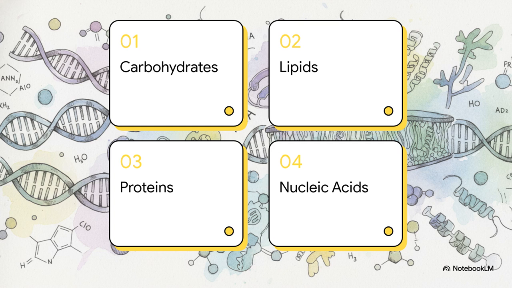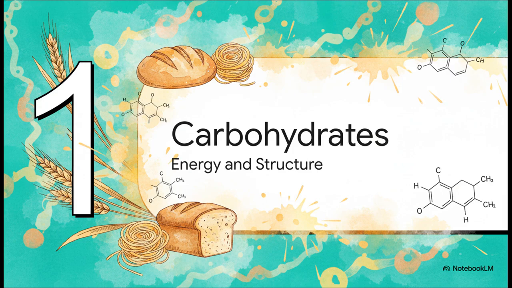It turns out all of the staggering, infinite cellular complexity in your body boils down to just 4 main categories of macromolecules. We've got carbohydrates, lipids, proteins, and nucleic acids. And that right there is our roadmap for today. Let's kick things off with our first pillar, carbohydrates, which are all about energy and structure.